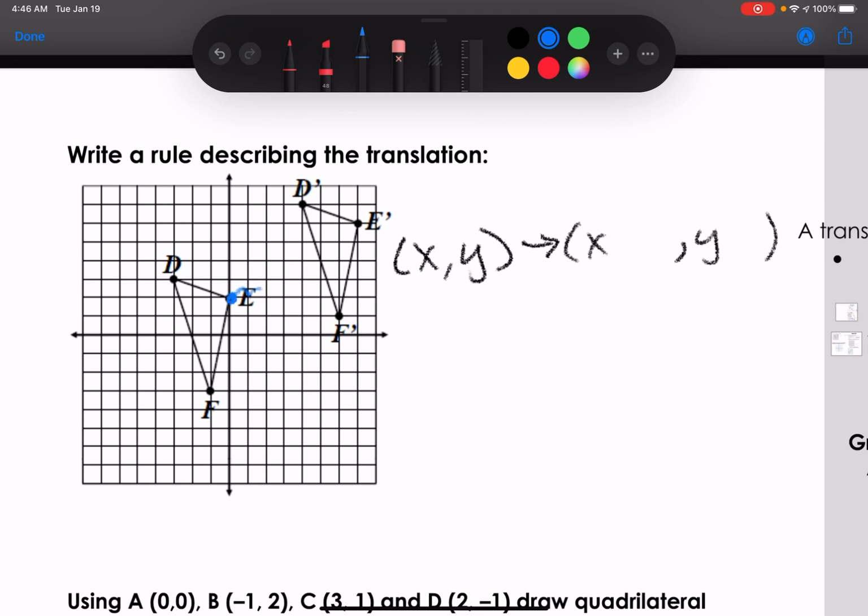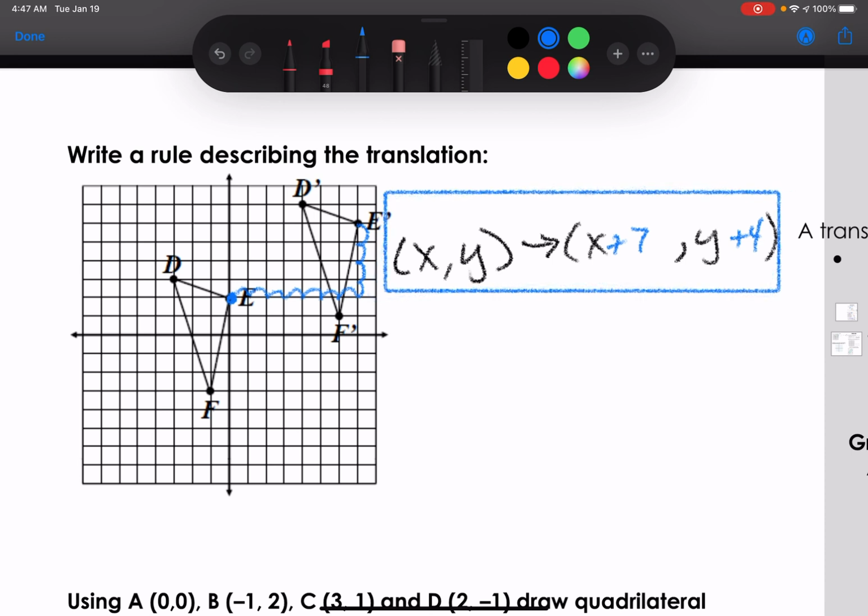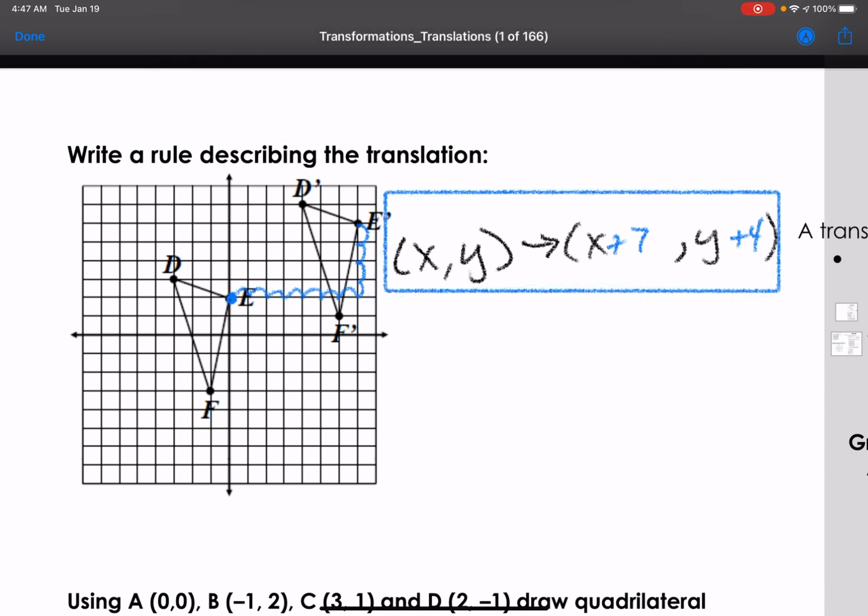So you've got 1, 2, 3, 4, 5, 6, 7, 8. Oops, sorry. Should be 7. I got a little too excited that I could count. And I'm going 1, 2, 3, 4. And this would be my translation. That would be my algebraic representation.